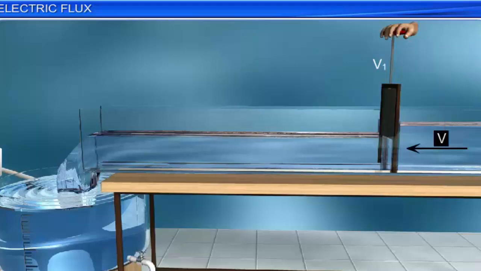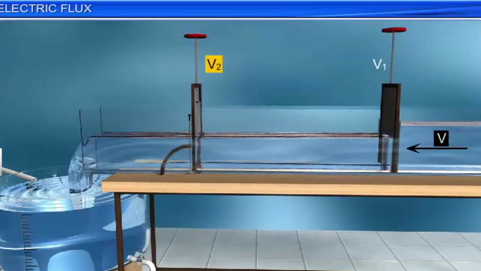Let us install one more valve, V2, downstream to V1. V2 is pivoted to the bottom of the channel. Valve V2 can swing about a horizontal axis, which is perpendicular to the direction of flow of water. This completes the apparatus. Now for the experiment.